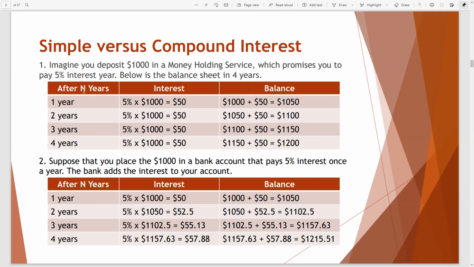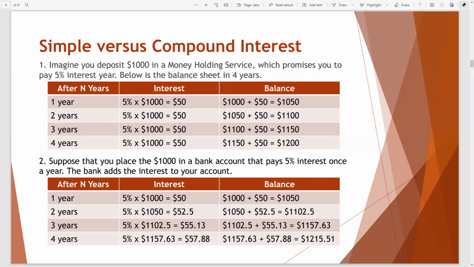So the spreadsheet shows, after n years, 1 year, 2 years, 3 years, 4 years, the interest payment and the balance in your account. In 1 year, that 5% interest applied to the $1,000 is $50 interest. So your balance will be the $1,000 you put in plus $50, that's $1,050. And the second year, still the same 5% applies to the same $1,000 you put in, and that interest is $50. You can see the third year and the fourth year interest are all the same.